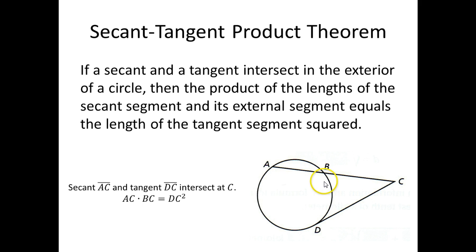So, if a secant and a tangent intersect in the exterior of a circle here, then the product of the lengths of the secant segment, AC, and its external segment, BC, equals the length of the tangent segment squared. Basically, you take the entire length of this secant segment, multiply that by the external secant segment, BC, and that product is always equal to the square of the tangent segment here.